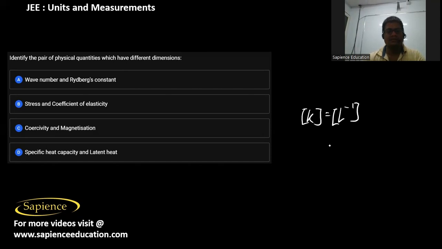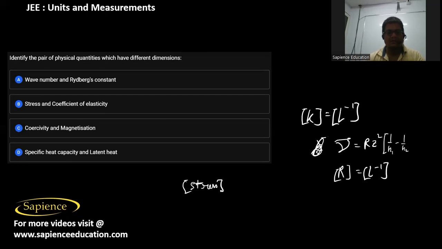And Rydberg constant, and the wave number, that is nu bar, that is equal to R Z square into 1 by n1 squared minus 1 by n2 squared. So Rydberg constant also will have the same dimension as the wave number, that is L power minus 1. And stress has the dimensional formula, force by area, that is M L power minus 1 T power minus 2.